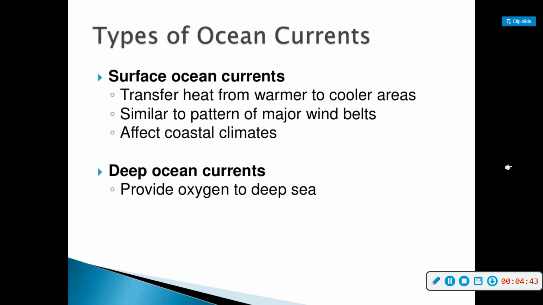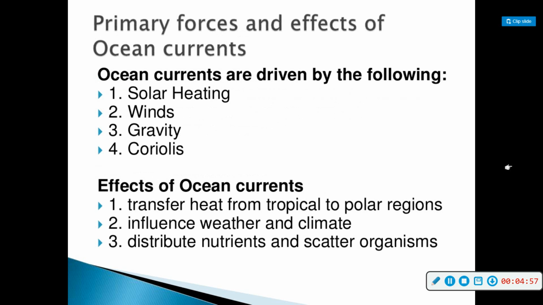So surface ocean currents, they transfer heat from warmer to cooler areas, similar to pattern of major wind belts, and they affect coastal climates. Deep ocean currents provide oxygen to the deep sea. So ocean currents are driven by the following. You have solar heating, wind, gravity, and Coriolis. This affects ocean currents. They transfer heat from tropical to polar regions. They influence weather and climate, and they distribute nutrients and scatter organisms. These are all very important things.